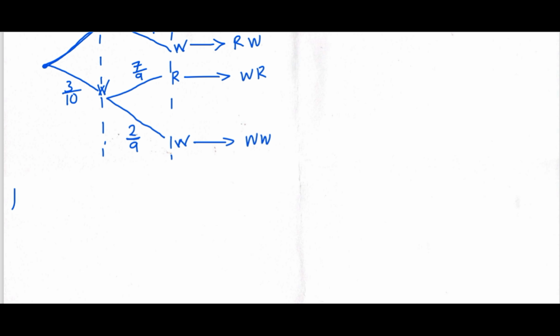So we would say the probability of at least one white will be, we need to get the first one, this plus this, plus this.